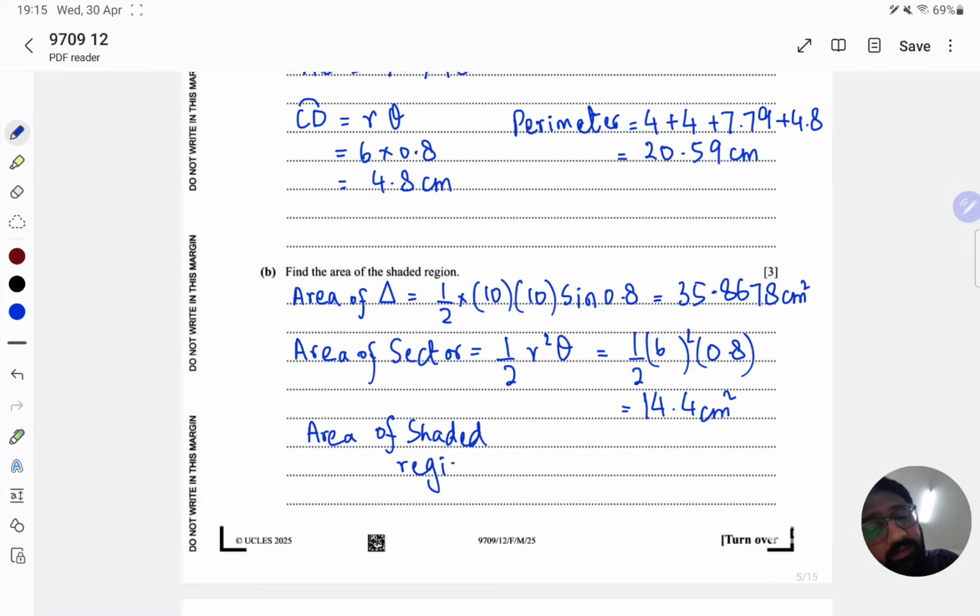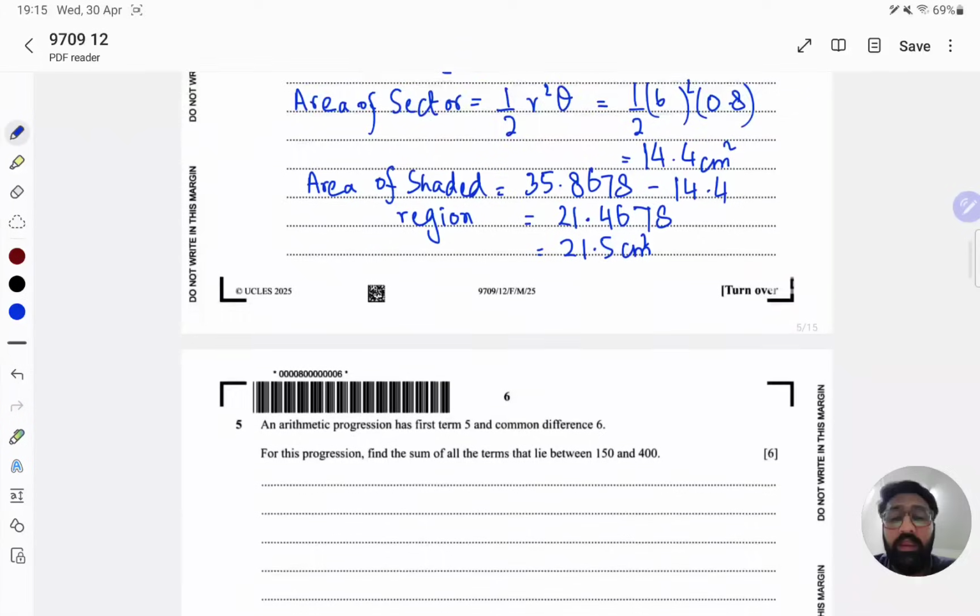So the area of the shaded region will be the total area, which is 35.8678 minus 14.4, which is 21.4678. So basically 21.5 centimeter square.